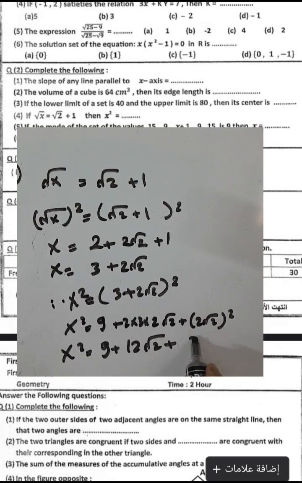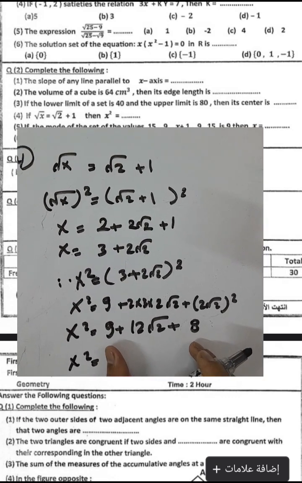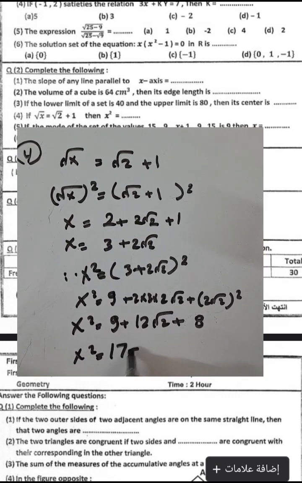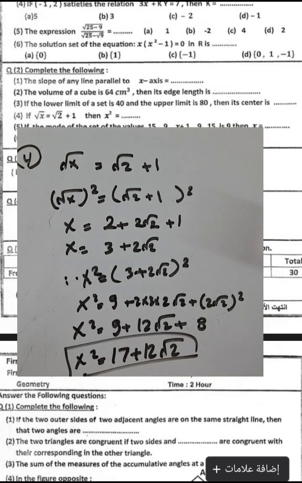Okay, write 8 here. And then we can simplify it using commutative properties. 9 plus 8 will be 17 plus 12 root 2. Then the value of x power 2.